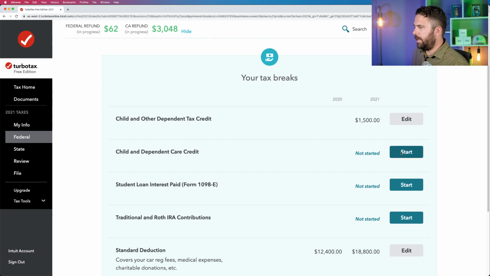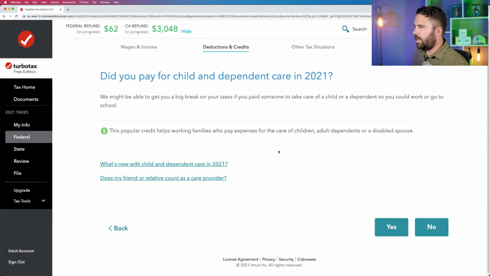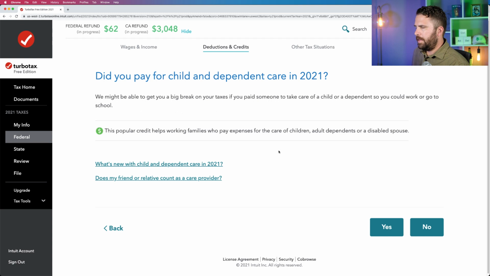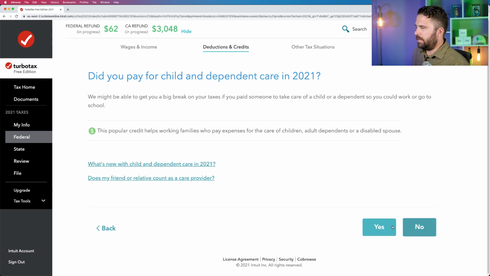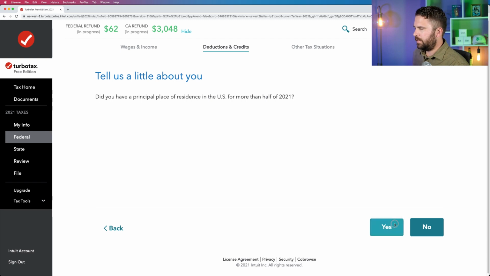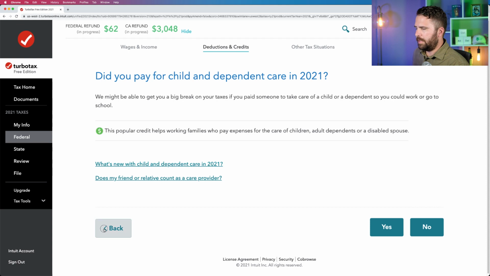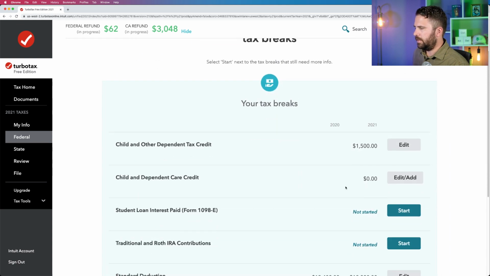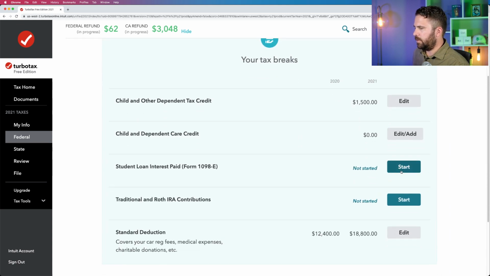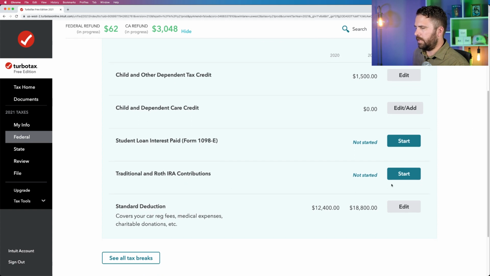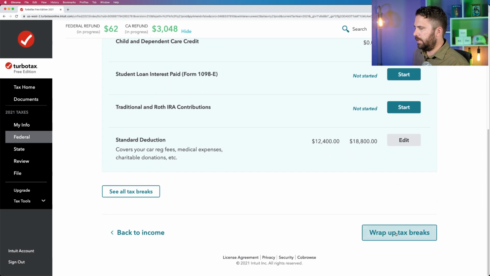Okay, child and dependent care credit. This is like if you paid a daycare or something like that for your child. I'm going to say yes. Sure. Actually, I'm going to say no. This might trigger the more expensive version of TurboTax. I'm going to assume no student loan interest and no traditional or Roth IRA contributions. And then there you go.